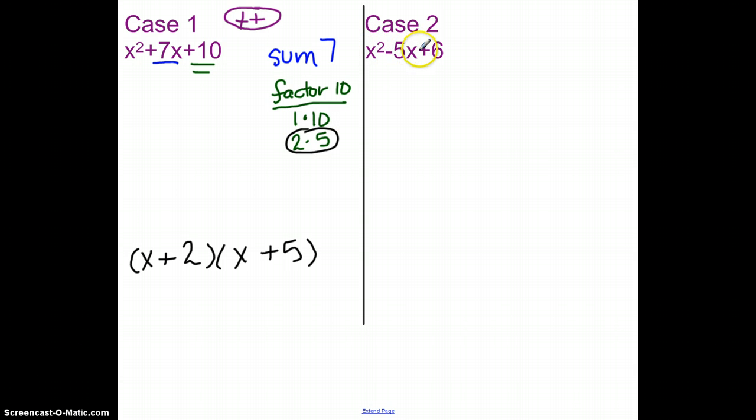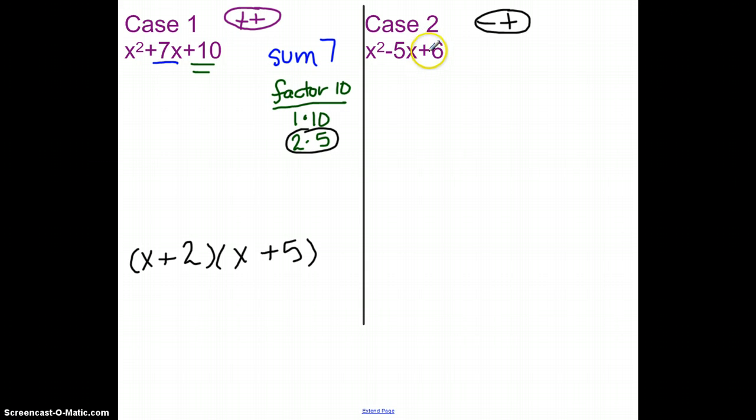In case 2, this is standard form. What's different about case 2 compared to case 1 is there's a subtraction sign here. So my big clue that it's case 2 is that there's a subtraction first and then an addition.